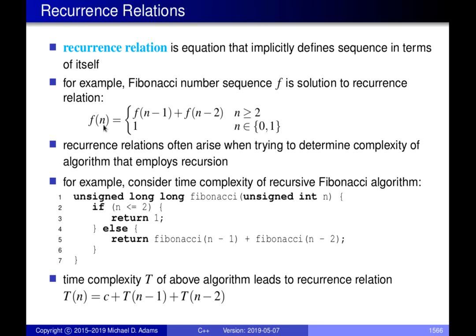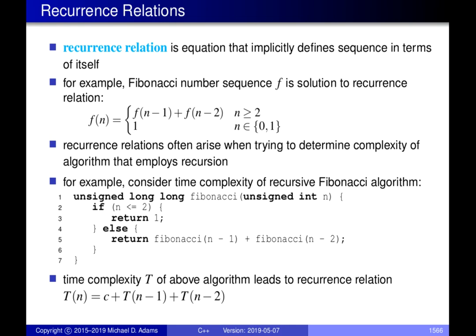Probably a lot of you are familiar with the Fibonacci sequence. It's basically the sum of the two preceding numbers in the sequence. So this is what we call a recurrence relation. And recurrence relations show up a lot of the time when we're analyzing the complexity of algorithms that involve recursion.